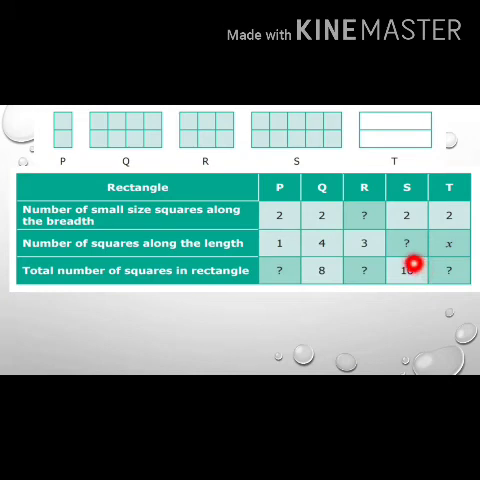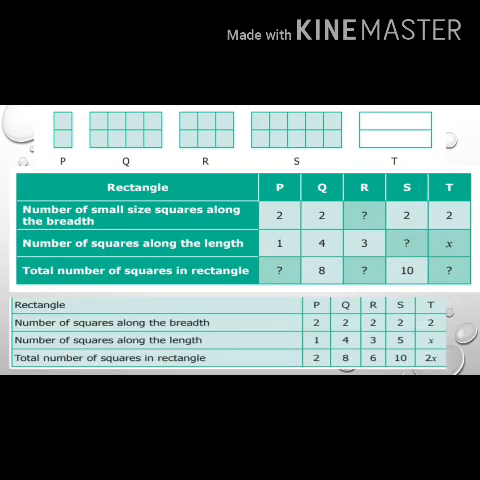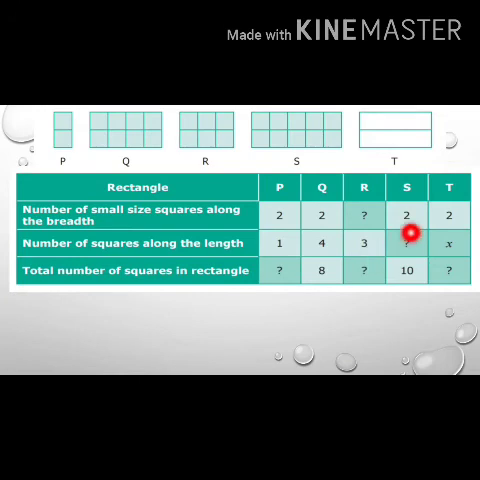Then in S, you have to find the number of squares along the length. Students, do you know which part is length? This part. How many square blocks are there? 1, 2, 3, 4, 5. 5 square blocks are there in the length. See? 5. And next we have to find T.